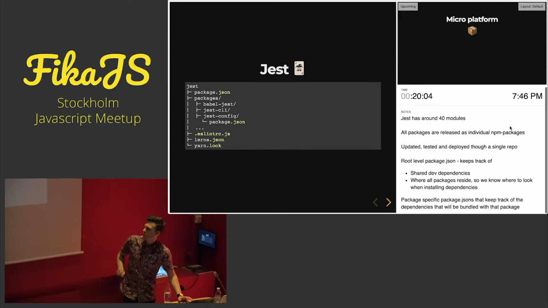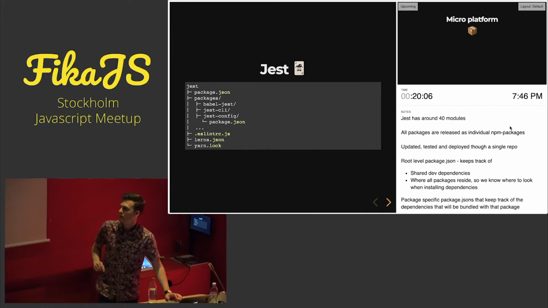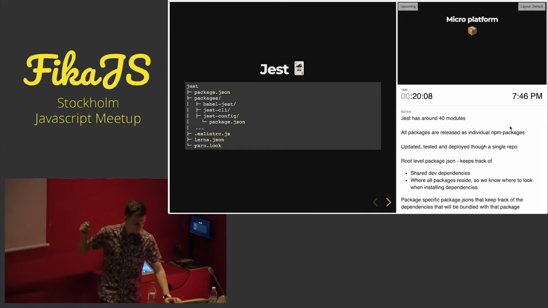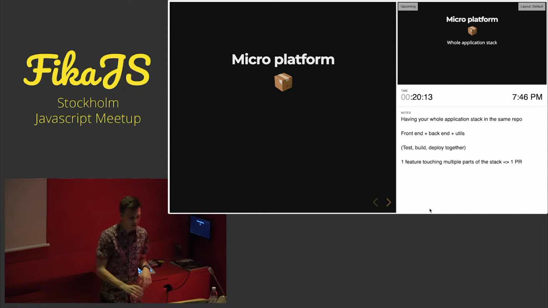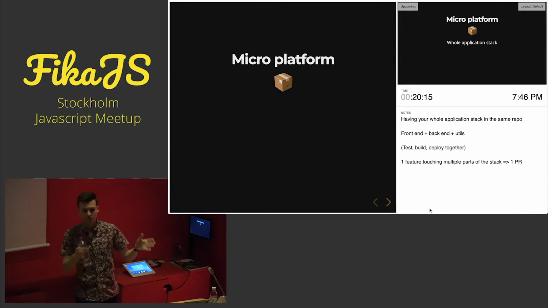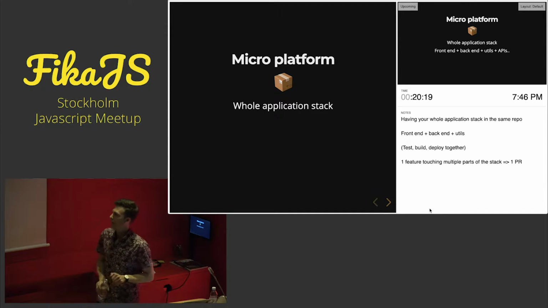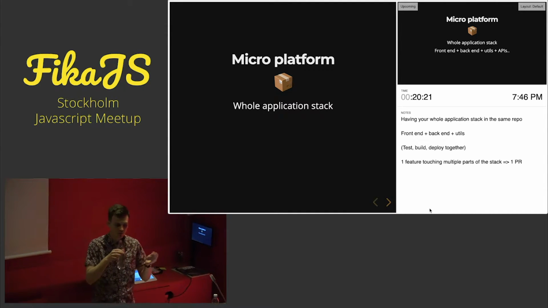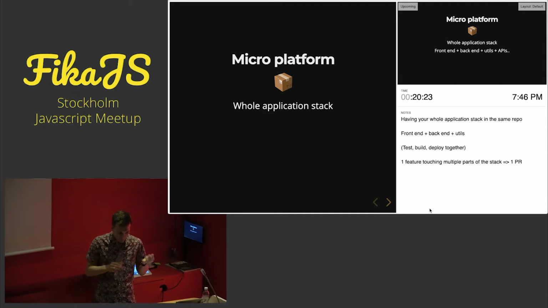And Jest has about 40 modules, I think, that are used in this manner. Yes, and then you have the micro platforms, which is another type of Monorepo. So this is where you have the whole application stack inside a repository. This is kind of something that we use.